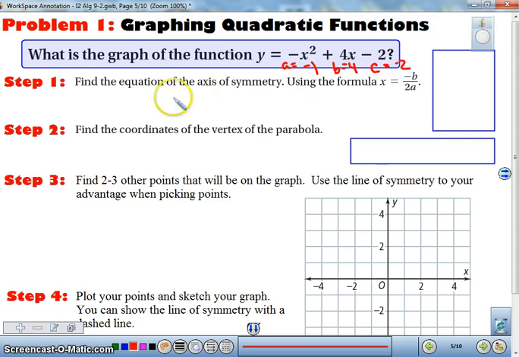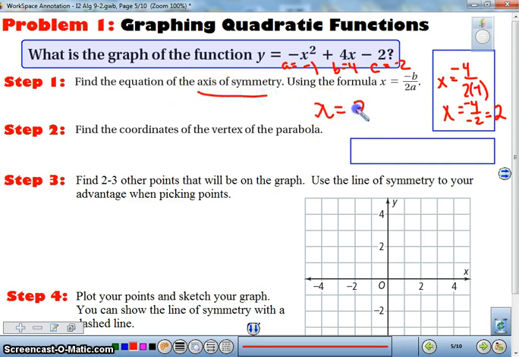If you can identify those, now using this formula, x is equal to negative b, so negative 4 divided by 2 times a, negative 1. So x in this case is equal to negative 4 divided by negative 2, which equals 2. Which means my axis of symmetry is the equation x equals 2. That's a vertical line at x equals 2.